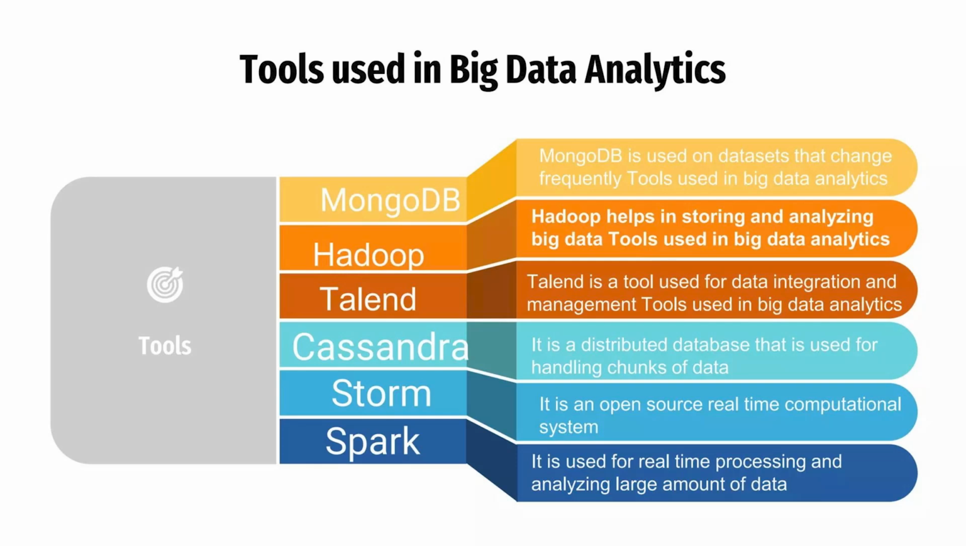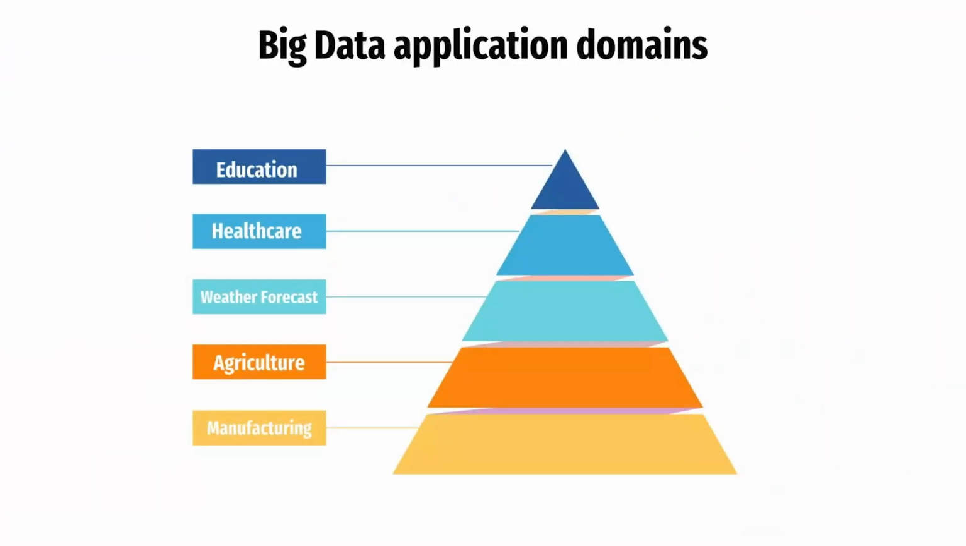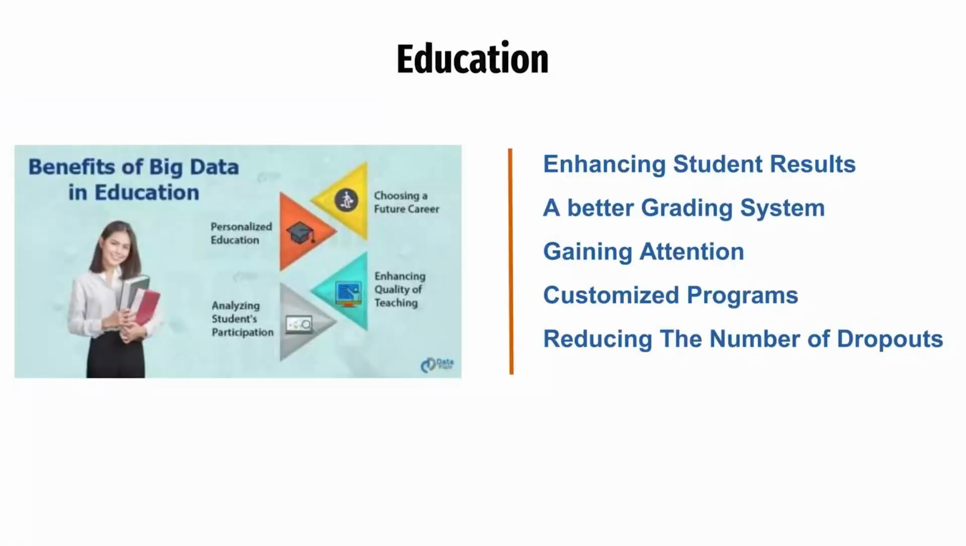Next one, where are we using this big data? Next we are going to talk about big data application domains. First one is education, healthcare, weather forecast, agriculture, manufacturing. First one, education. Where are we using it? Enhancing student results, a better grading system, gaining attention, customized programs, reducing the number of dropouts. These are all the educational applications.